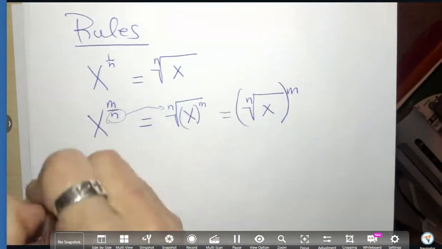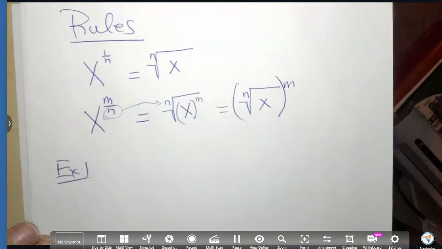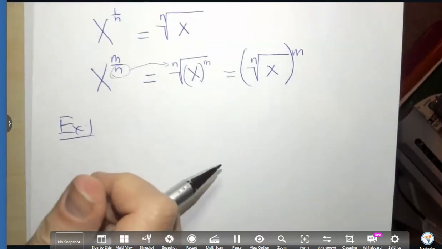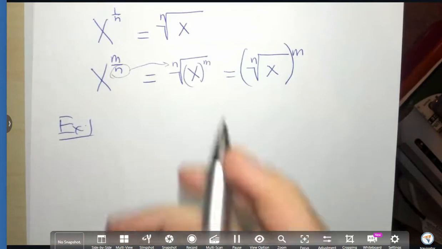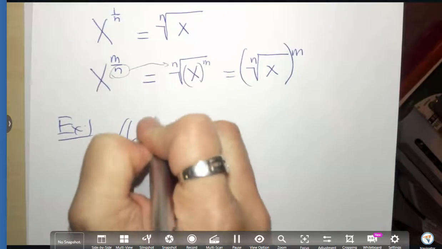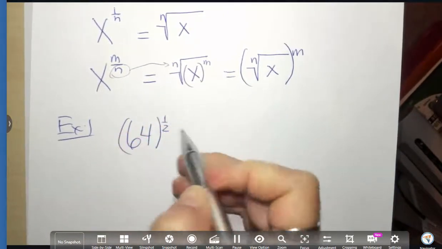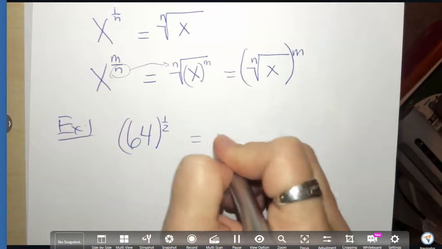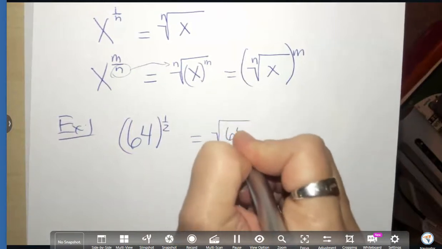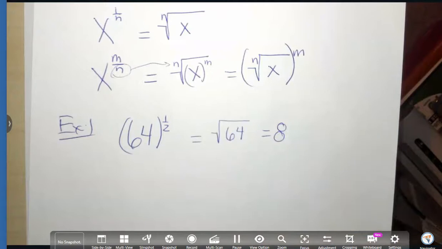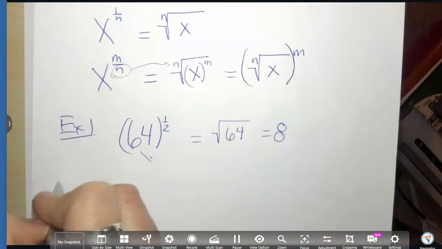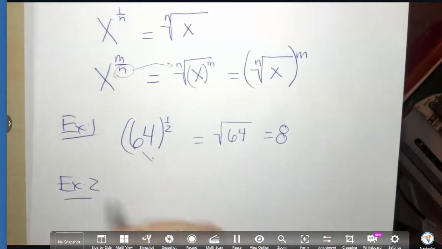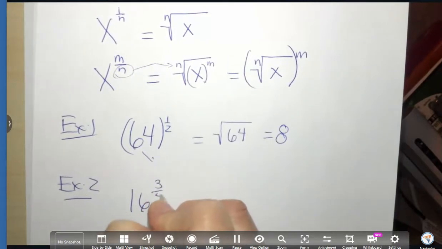So let's look at it. Our example number 1. If we have, let's just start with 64 to the 1/2 power. If we think about this, 64 to the 1/2 power is the same thing as the square root of 64, which is just 8. Now let's go to another example. What if I have 16 to the 3/4 power?